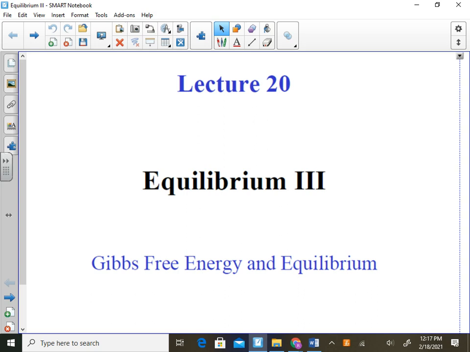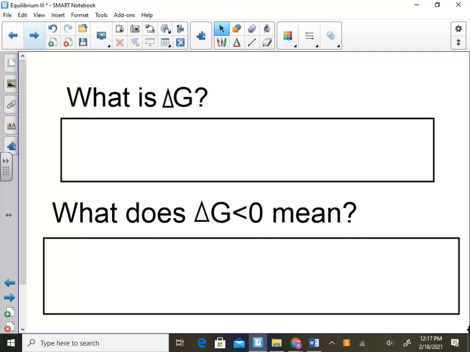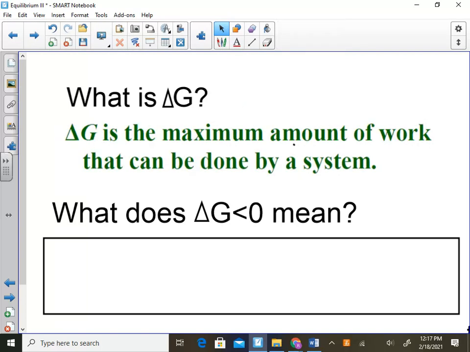We are talking about Gibbs free energy and equilibrium, or in other words, we're comparing delta G to K and seeing how those guys are related today. So let's go ahead and start. What is delta G? Delta G is Gibbs free energy, and it is how much work can be done by the system. So if you have a negative delta G, what does that mean?